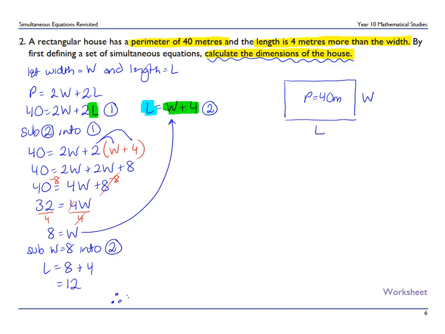So therefore, width of house is 8 meters, because I was in meters, and length is 12 meters. Okay, and again, you could check your answers. The length is 4 meters more than the width, and if I add 2 lots of 12 is 24, 2 lots of 8 is 16, 16 plus 24 is my 40.